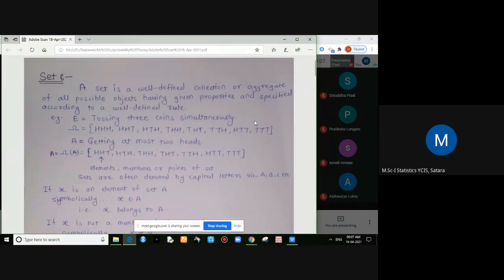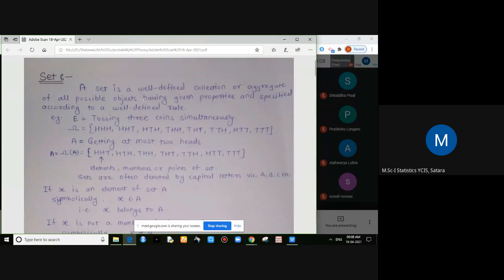tossing 3 coins simultaneously. After tossing 3 coins simultaneously, we will get a total of 8 possible outcomes. So here all are listed in this sample space, total 8 possible outcomes. And again, on this experiment, here I define one event A, that is getting at most 2 heads. That event is, for us, the well-defined rule.